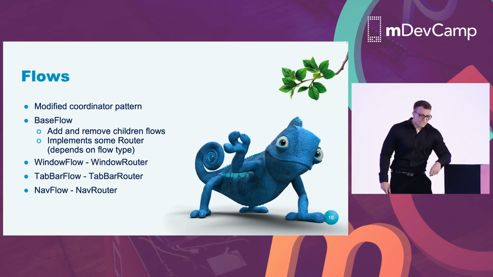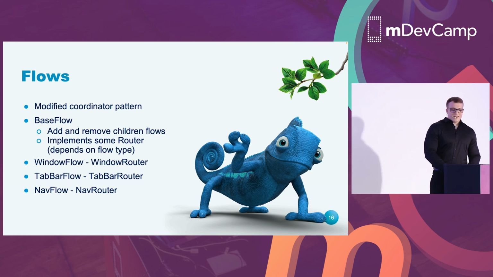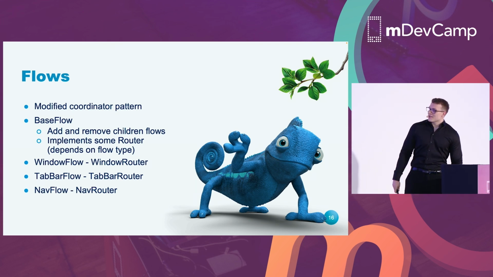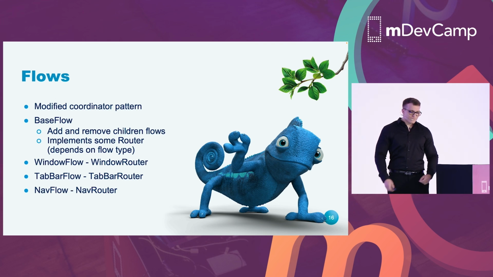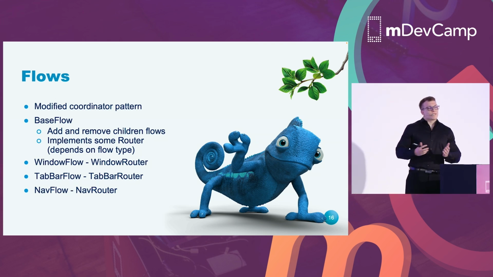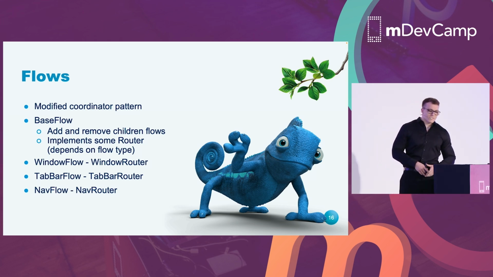Let me talk a little about flows. As I mentioned, it's a modified coordinator pattern, and our roll-up was based upon one object, that is base flow. And it was simple. It had children flows and managed their life cycle. You know, adds them, removes them, gets existing flows and modifies them if needed.